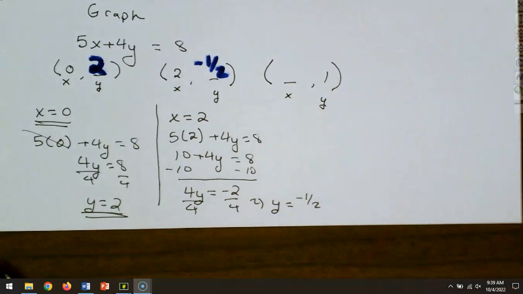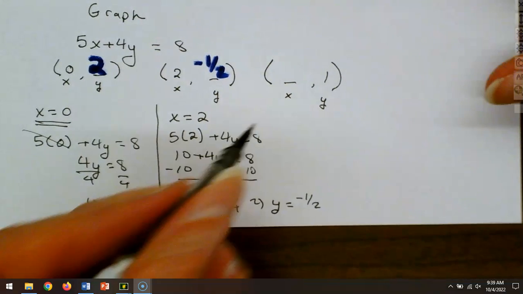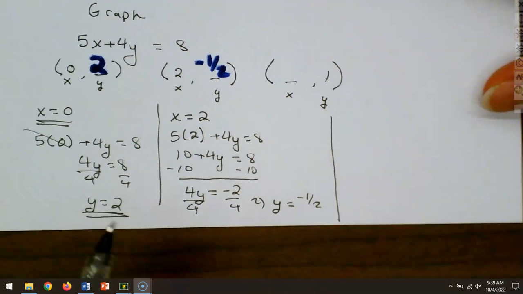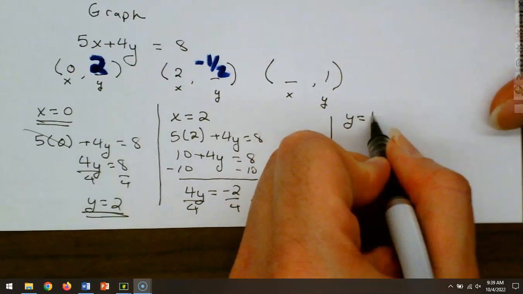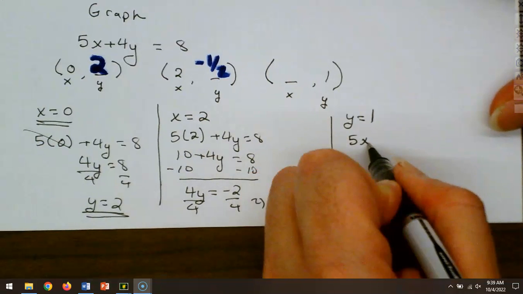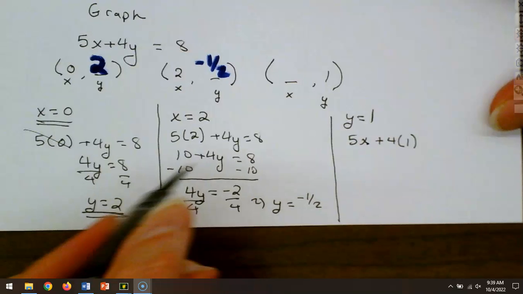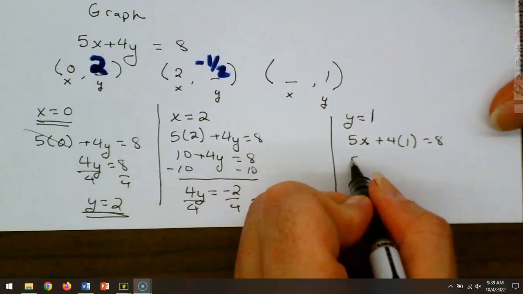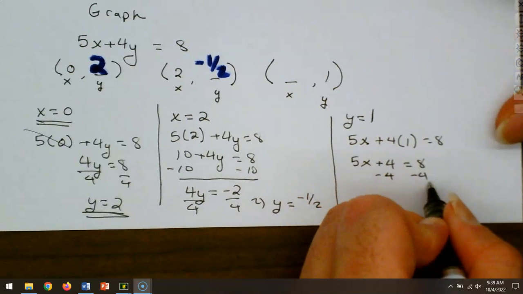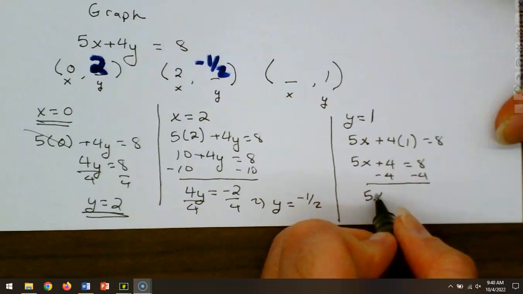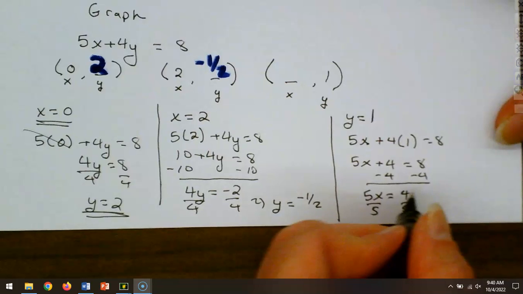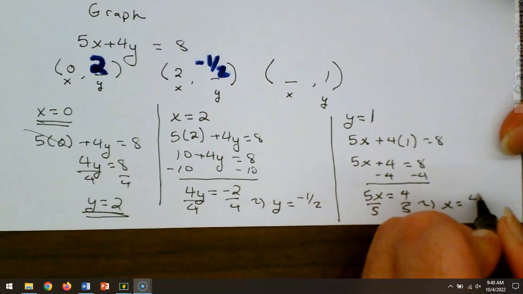And we could get by with just 2, but let's go ahead and get this third one. For the third one, I'm going to plug in 1 for y. And that's 5x plus 4 times 1, which equals 8. So that's 5x plus 4 equals 8. Move that 4 over. So 5x now equals a positive 4. Divide by your 5, and x now equals 4/5.